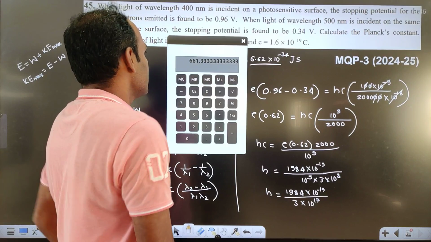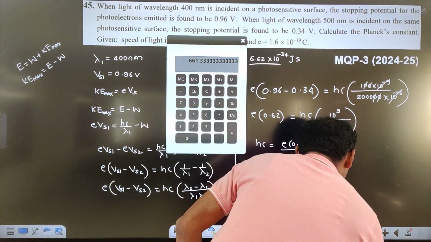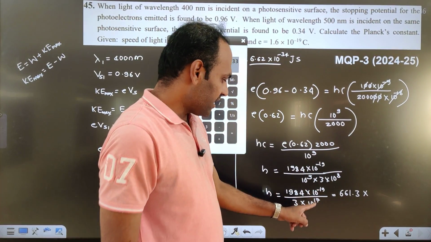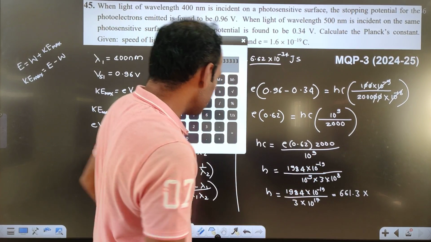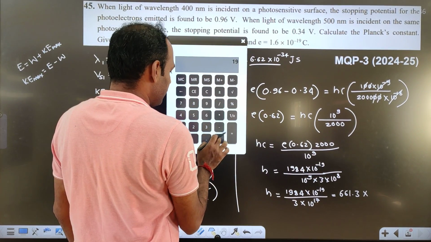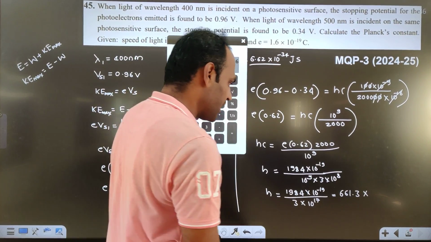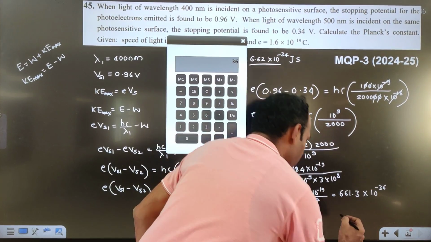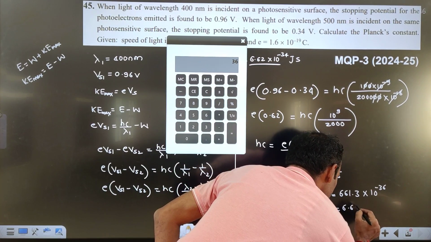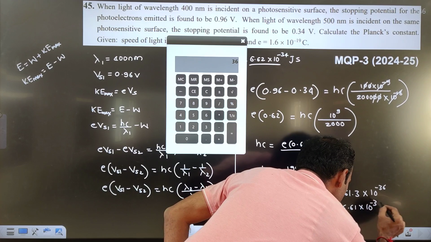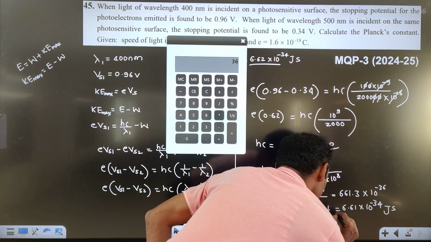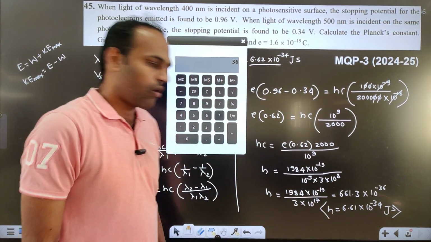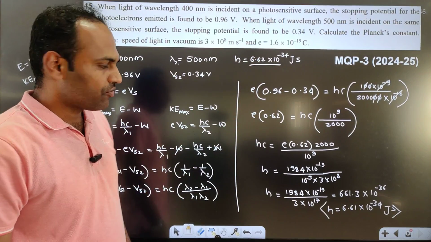So this will be 661.3 into 10 to the power minus 19. This 10 to the power 17 came up, that means minus 19 minus 17 will be 10 to the power minus 36. Correct? Or I can simply write it as 6.61 into 10 to the power minus 34 joule second. So this much will be the value of h. Planck's constant value, that is what we need, that we have got. Right? This is how we have to calculate the value of Planck's constant.